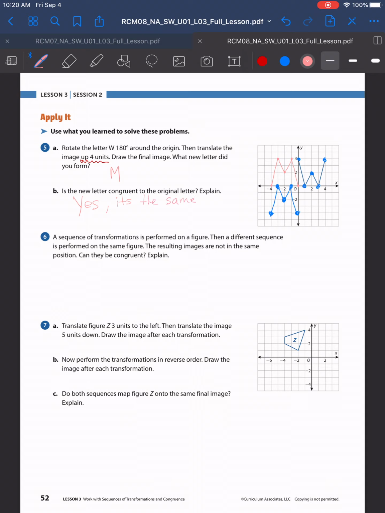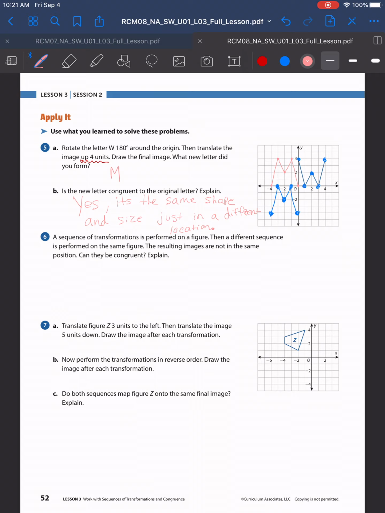It's the same shape and size, just in a different spot. Or the orientation changed.